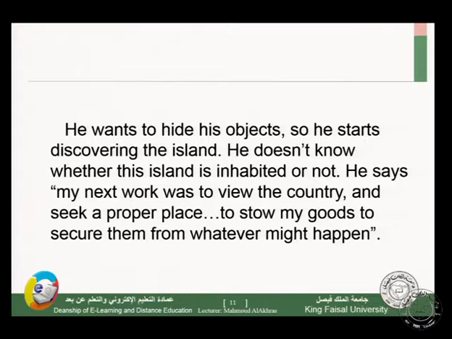My next work, again, this is the next mission. After carrying some objects from the ship into the island, we have another mission, which is saving these objects and making them secure and safe. My next work was to view the country and seek a proper place to store my goods, to secure them from whatever might happen.